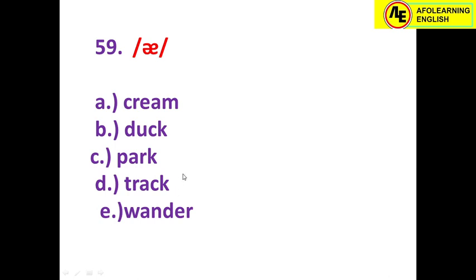Number 59, short R. Track. This is the correct answer, option D. AR, park. Don't forget AR often represents long R. We are looking for the short R. So the correct answer is track.